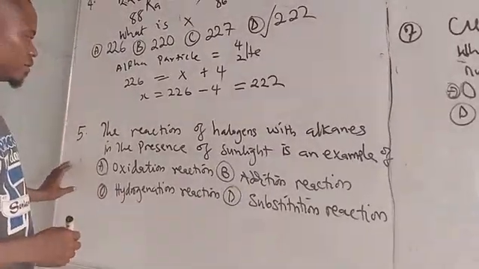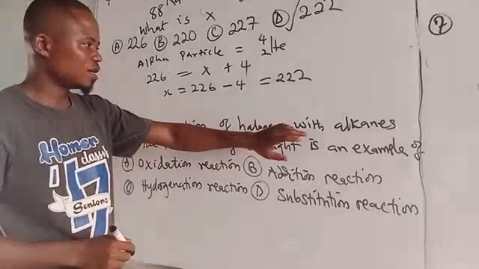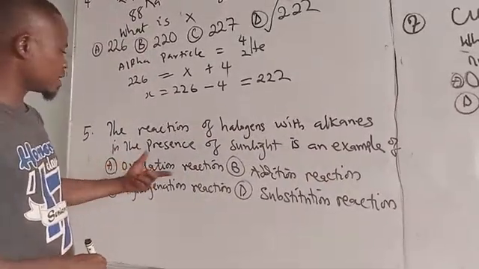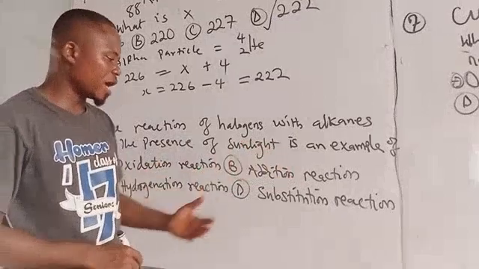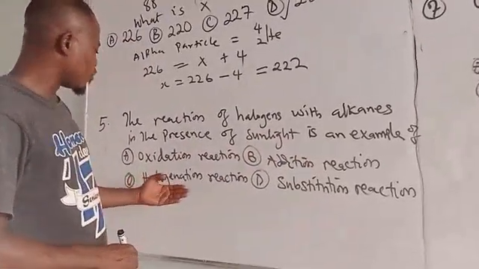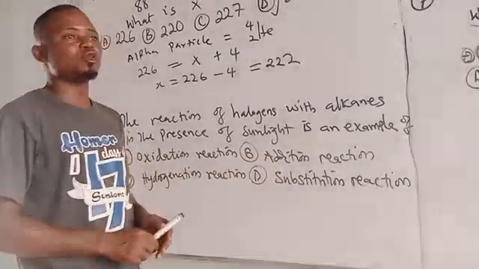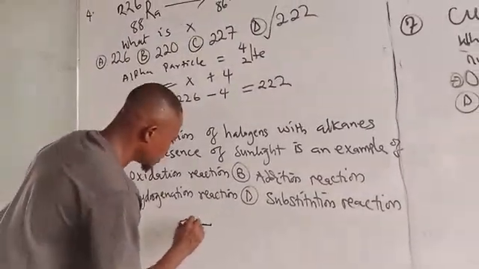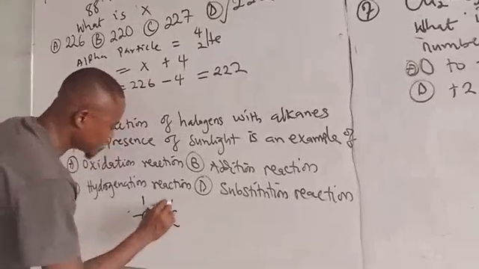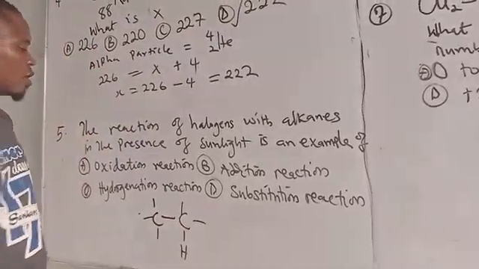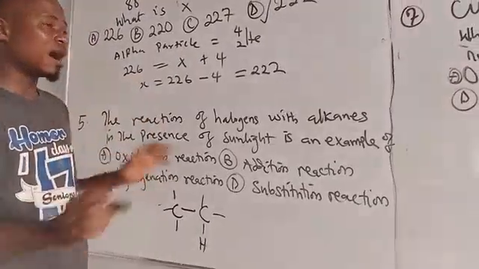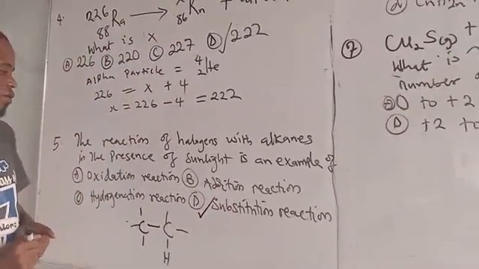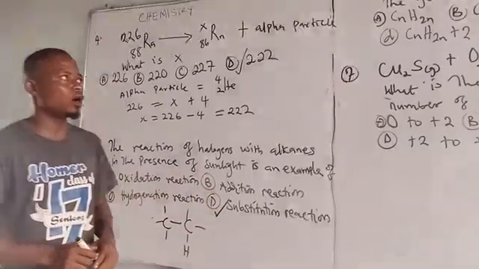Question number 5. The reaction of halogens with alkanes in the presence of sunlight is an example of A. Oxidation reaction, B. Addition reaction, C. Hydrogenation reaction, D. Substitution reaction. Now, anytime we know that the alkanes are saturated hydrocarbons, highly saturated, completely saturated as a matter of fact. All the bonds are filled. So the only type of reaction alkanes undergo is what? Substitution reaction. They do not undergo addition reaction. So the correct answer is option D, substitution reaction.